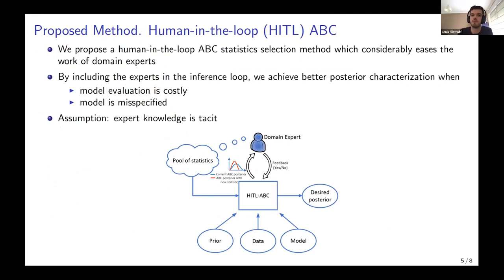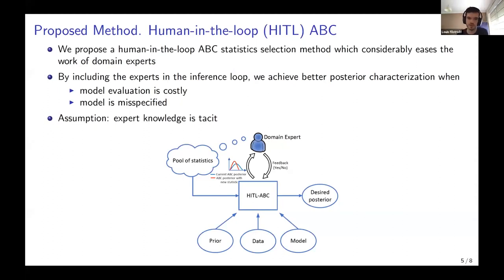So we propose a human in the loop ABC statistic selection from a pool, as I was saying before, which considerably eases the work of the domain expert. And by bringing them into the inference loop, we are able to achieve better posterior characterization in these two scenarios I was talking about just before.